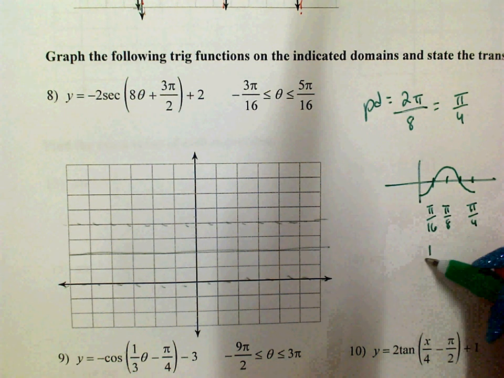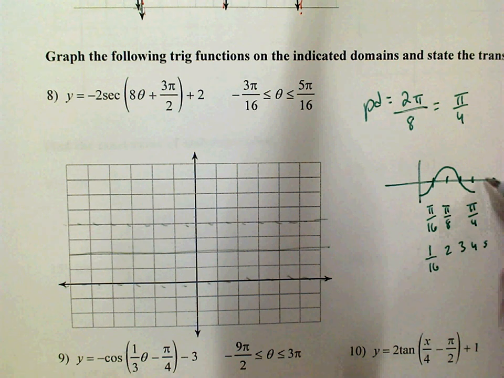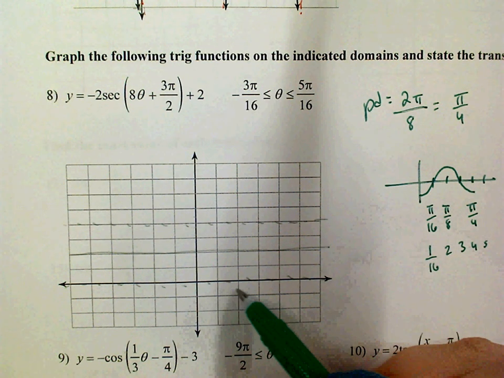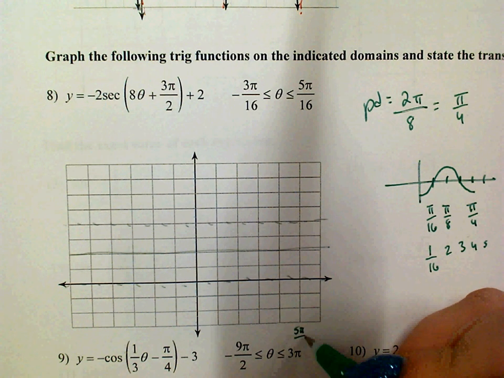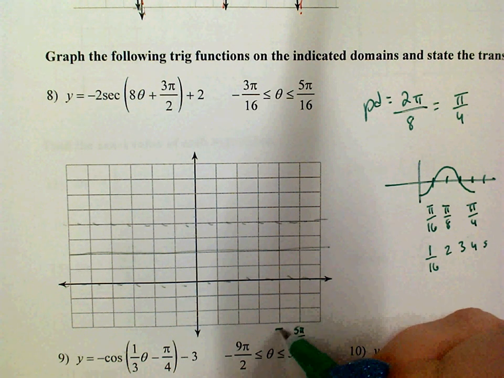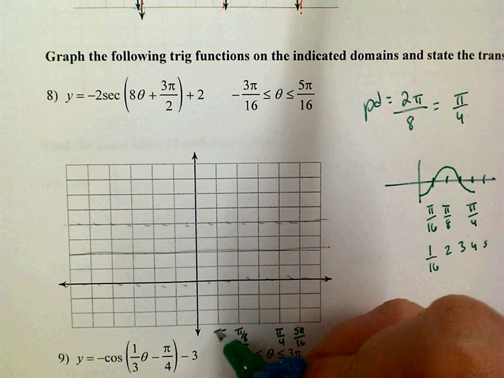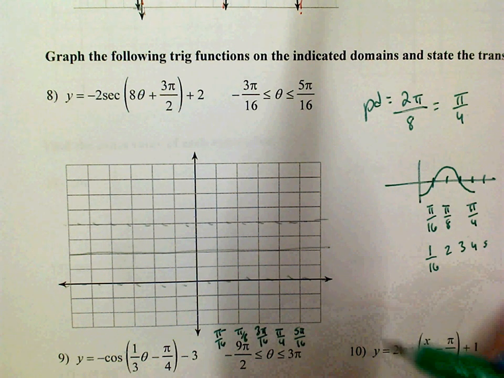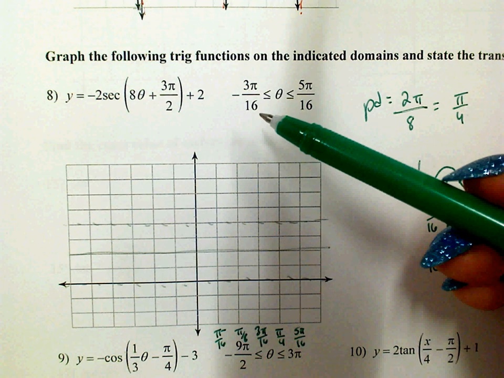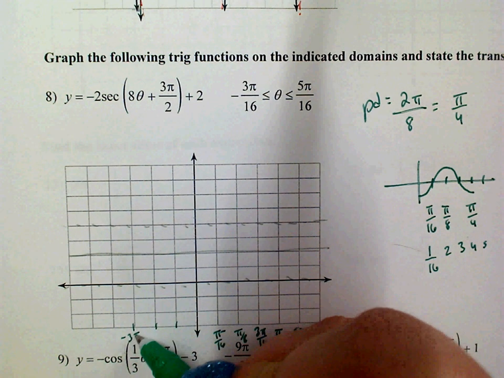So if I'm counting by 16ths, that's 1, 2, 3, 4, 5/16 is 5 tick marks. And I have enough space for 5 tick marks, so 1, 2, 3, 4. I'm going to let that be 5 pi over 16. Let that be 1/4, 1/8, 1/16, and 3/16. So I'm going to be graphing to the left 3 tick marks. 1, 2, 3. So negative 3 pi over 16.